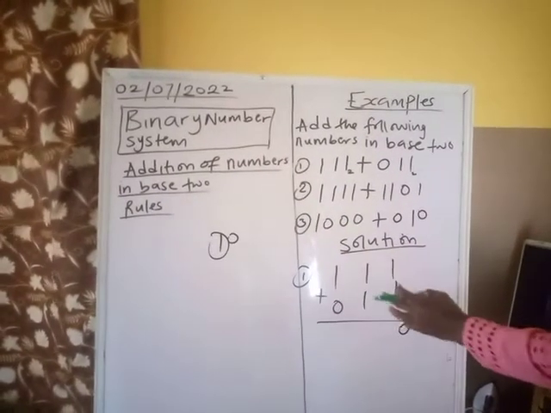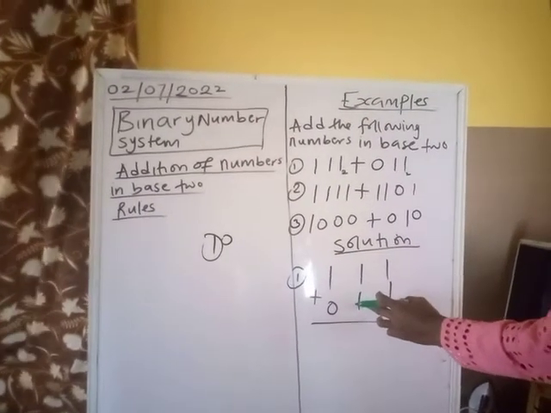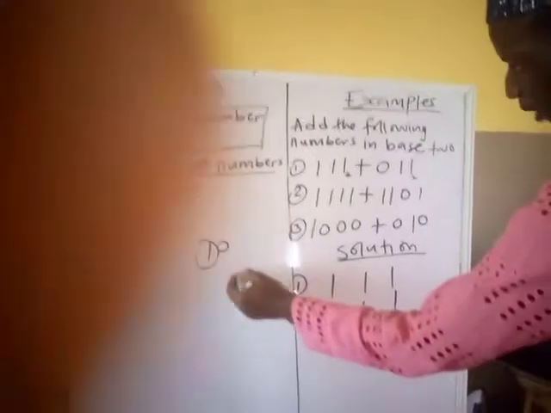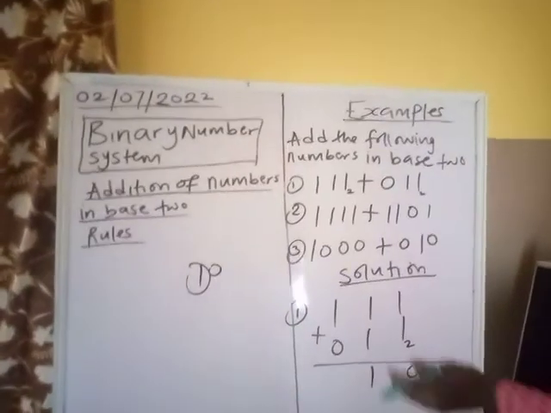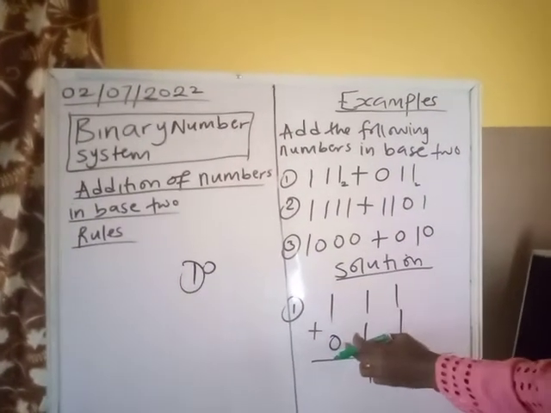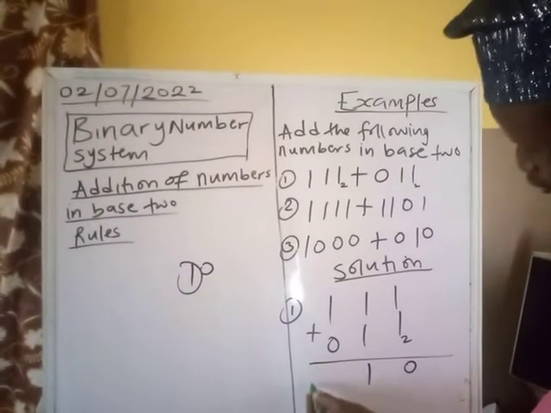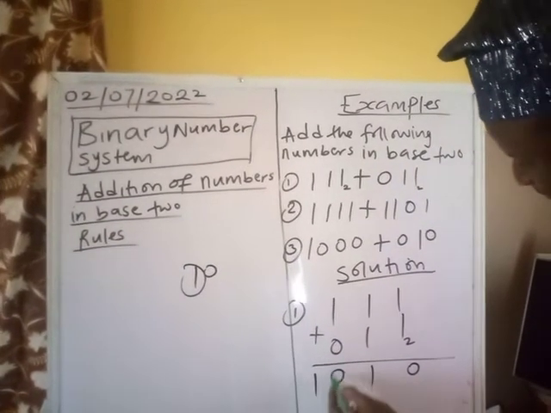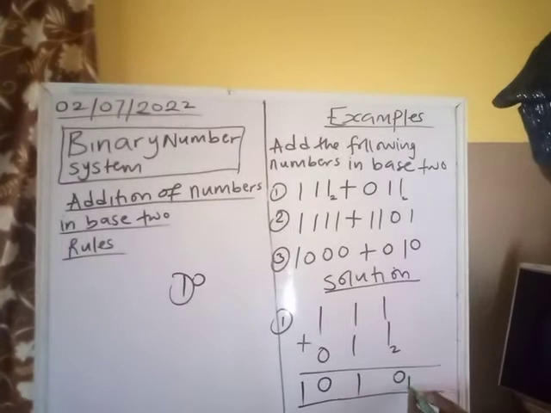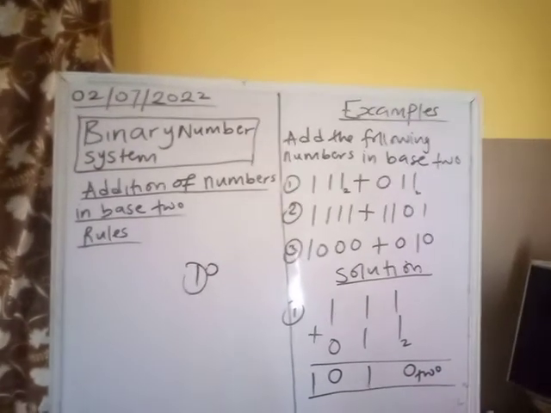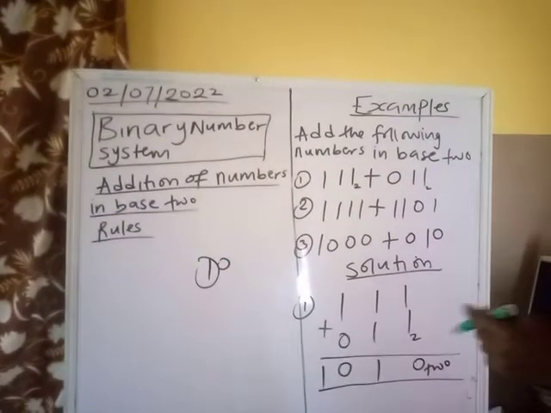Again, we move on to the next line. 1 plus 1 also is 10. 10 plus 1 is 11. So we are going to write 1 and keep 1. So 1 plus 0 is 1. Plus 1 we kept is 10. So since we are at the end of the line, we write everything down. Everything is in base 2. So that is the solution for the first example.